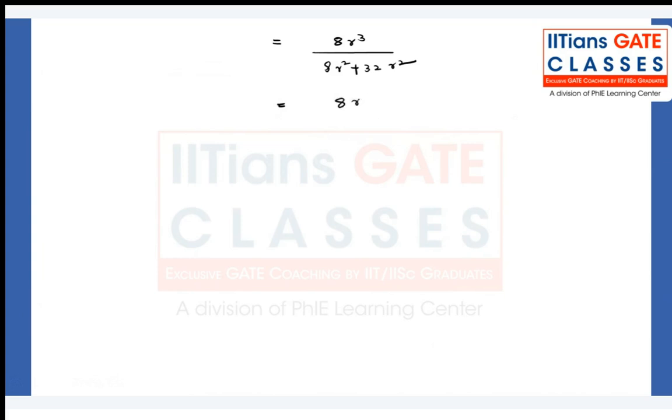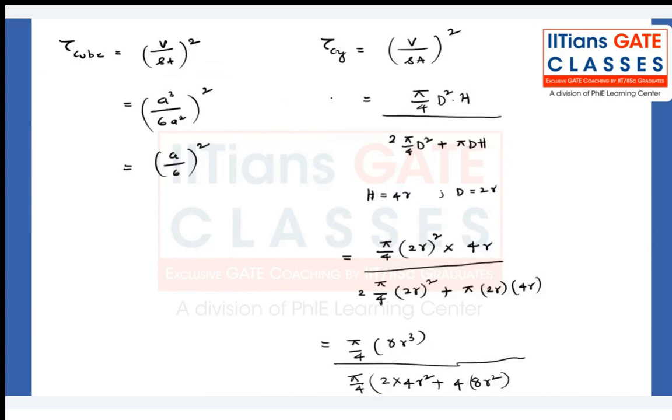Okay. Right. Now 8r square divided by 8r cube, guys. 8r cube divided by 8 plus 32, 40r square. Somewhere we again made a mistake. Yeah, here also it is not 8r square, guys. 4 into 4 here. Okay, guys, I'm sorry, a small mistake.